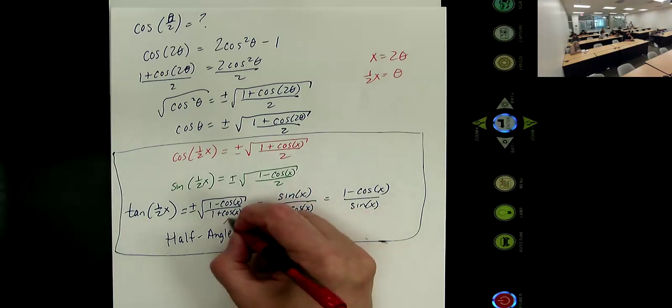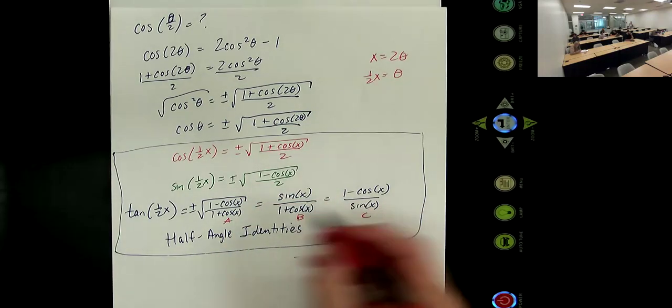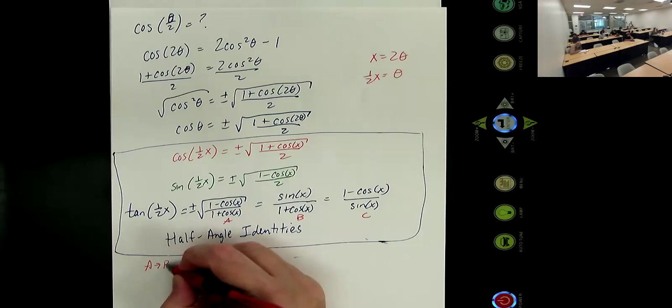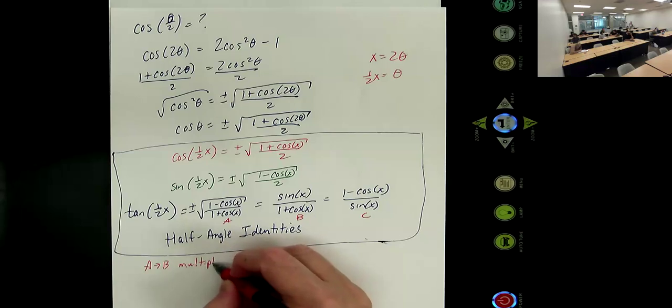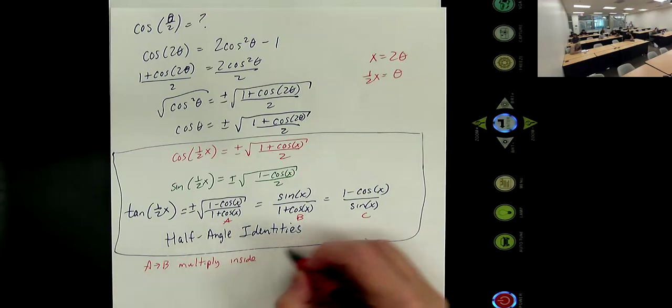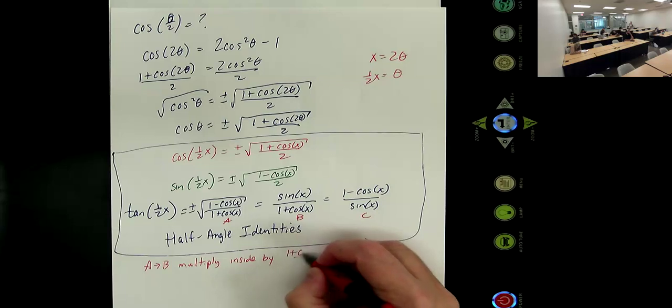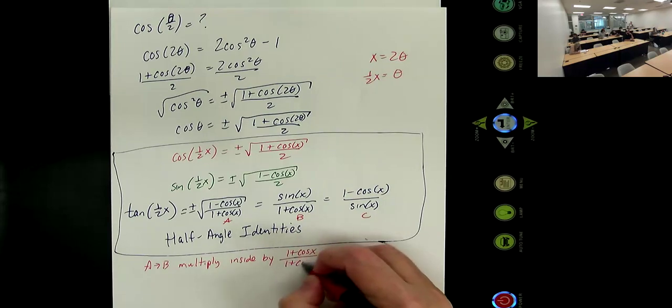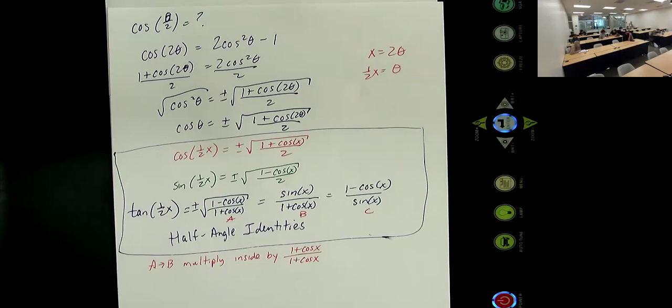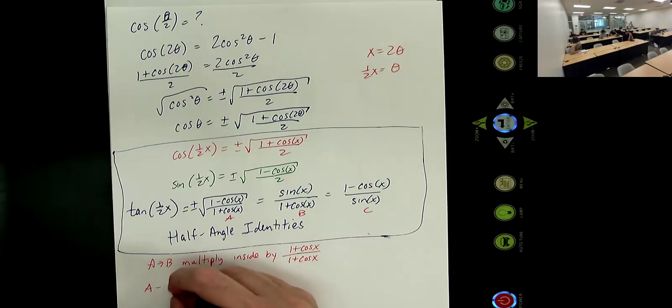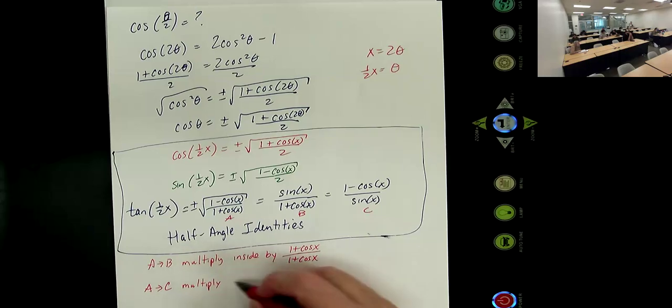If I call this one A, B, and C. To go from A to B, you multiply inside by 1 plus cosine x over 1 plus cosine x. And you'll see that this, when you use some formulas, breaks down and gets you to the sine x over 1 plus cosine x. And if you wanted to go from A to C, you instead multiply by 1 minus.